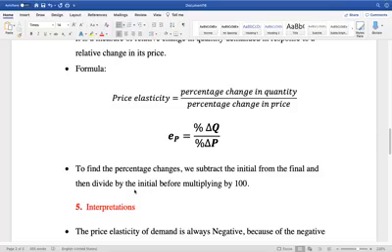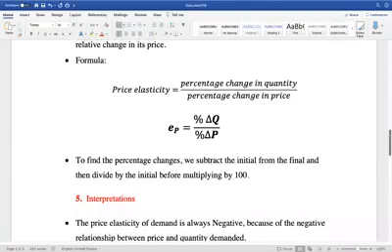Okay, so to find the percentage changes, we subtract the initial from the final, and then we divide by the initial before multiplying by 100. Okay, and this will be made clear when we look at an example to see what we mean by getting the percentage changes. So let me move on to interpretations, and then we'll look at some examples on how to calculate the elasticity and how to make the interpretations.